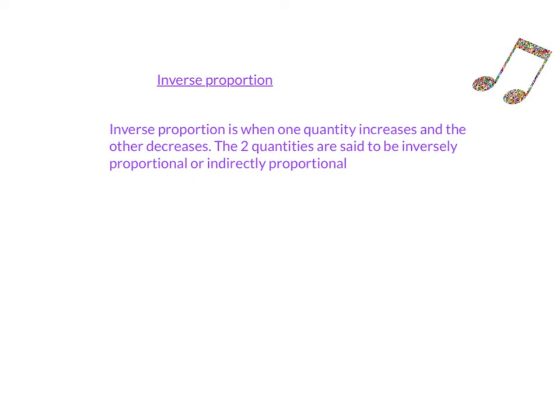Today we're going to be looking at inverse proportion. Now you've already looked at direct proportion. Inverse proportion is the opposite. So when one quantity increases, the other decreases. And the two quantities are said to be either inversely proportional, or sometimes you'll hear the term indirectly proportional.